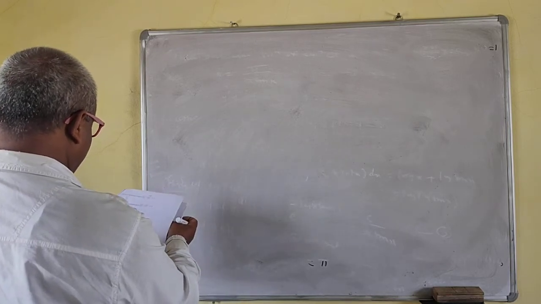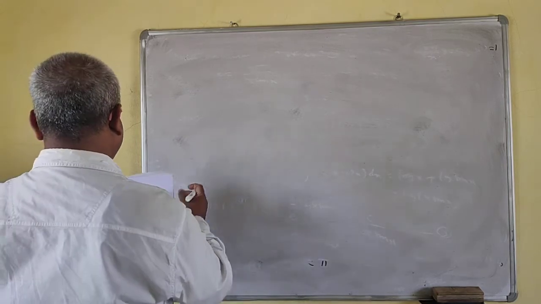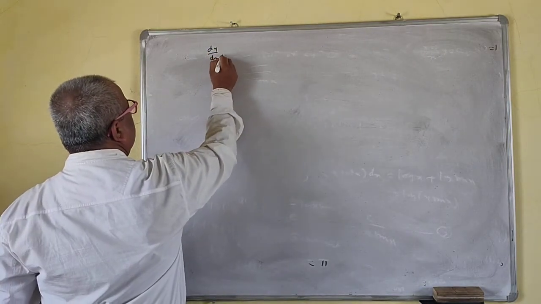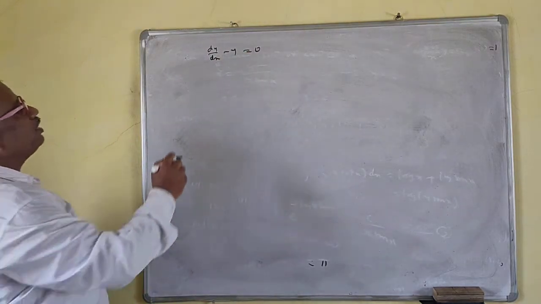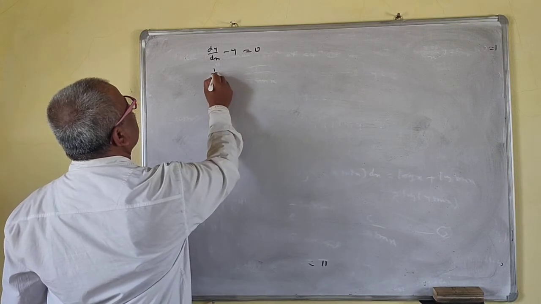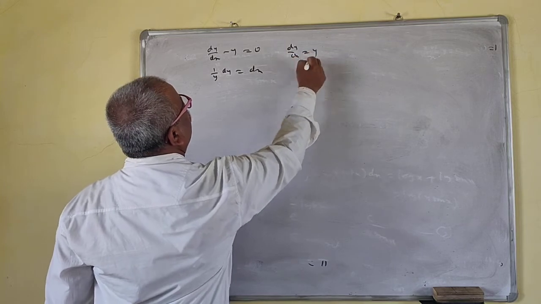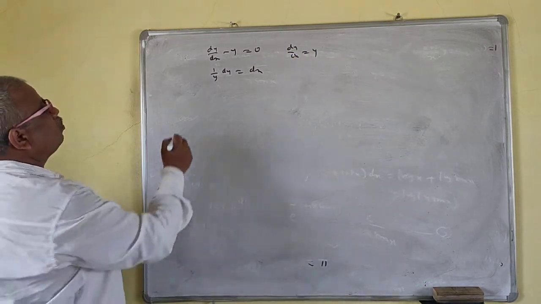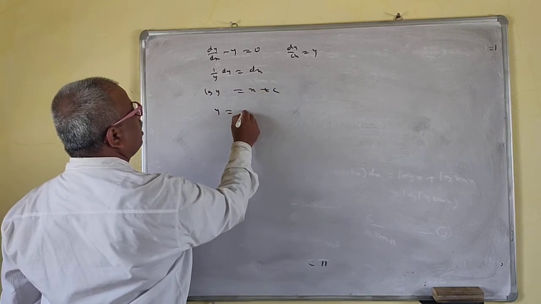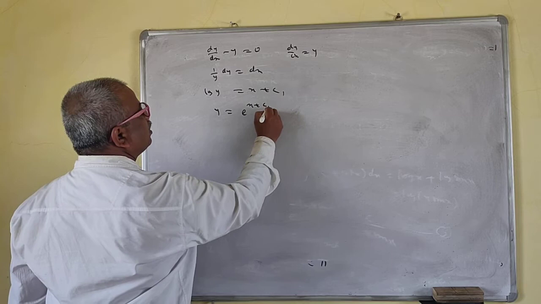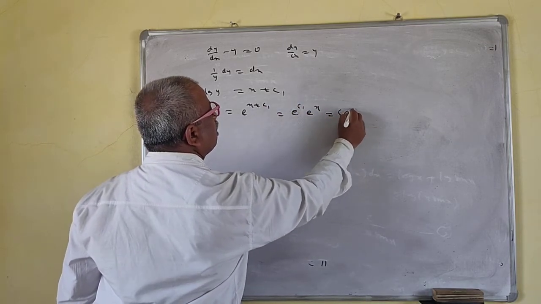Now suppose we solve some examples directly. Suppose you have the equation dy by dx is equal to y. We want the solution of this one. You can shift this y to this side. So this is 1 by y dy is equal to dx. Integrating, log of y is equal to x plus c. So y is equal to e raised to x plus c. I will write this as c1. This is e raised to c1 times e raised to x, so c e raised to x.